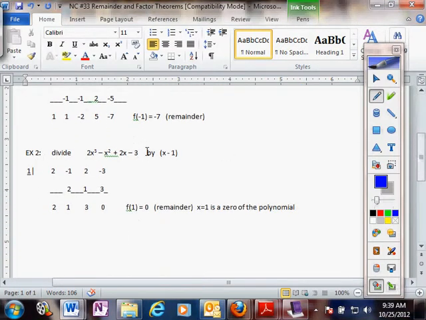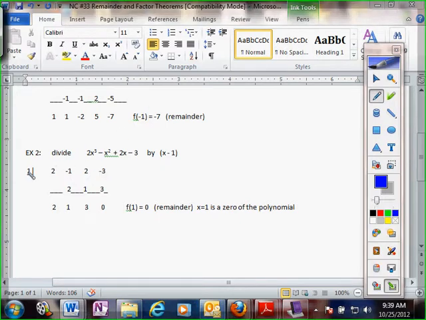In example 2, we end up with a remainder of 0. So if the remainder is 0, what that tells us is that this x equals 1 is a solution or a root. It says here that x equals 1 is a 0 of the polynomial because the remainder is 0. So now, if I go back really quick, if I have 2x to the 3rd, the power of 3 is the highest exponent, that means I have 3 solutions here.